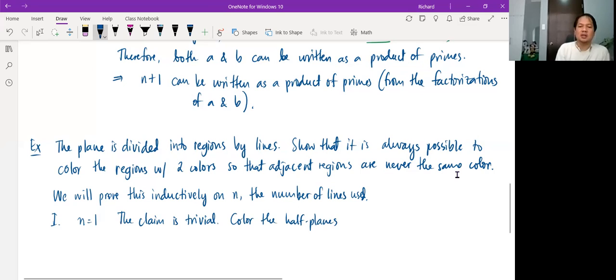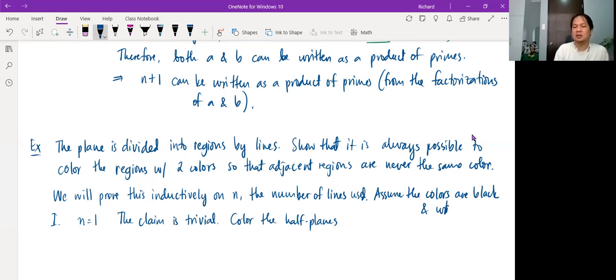Wait, the number of lines used, then assume the colors are black and white, or if you want orange and red, it's up to you. I just want to introduce a particular color scheme in case I need to use those colors. Sometimes it would make the wording much easier. Because sometimes in the proof you might struggle with invert, where you have to use the opposite color. Then what do you mean by opposite?